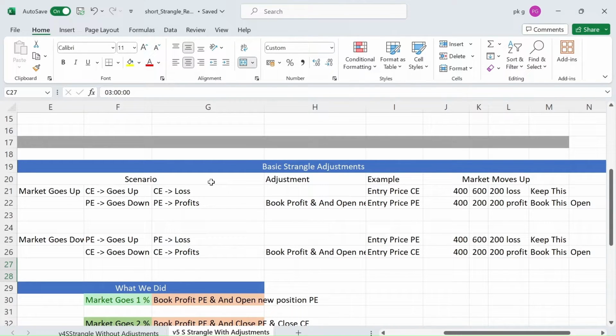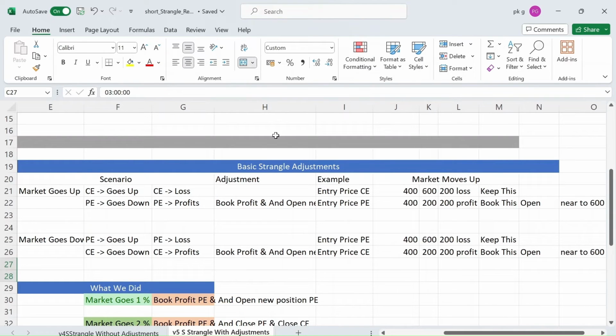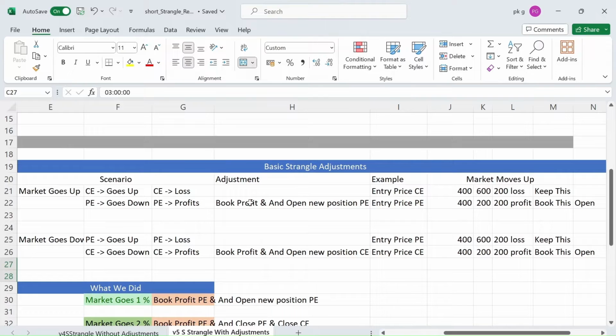Let's say we have sold CE and PE as part of our strangle, and let's say the market went up after that. What happens when the market goes up? CE price will increase and PE price will decrease. As we sold these, our CE position will be in loss and our PE position will be in profit. So what adjustment we can do in that case is, we will basically book the profit in our PE option and open a new position in PE at a strike price where its price is near to the current CE position. Why we are doing that, I will tell you with an example.